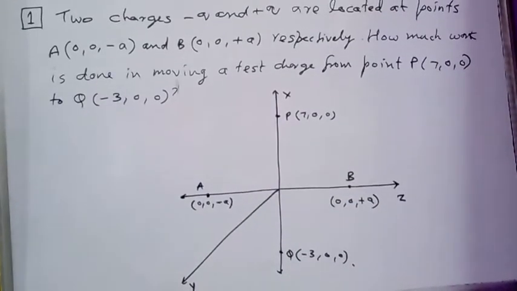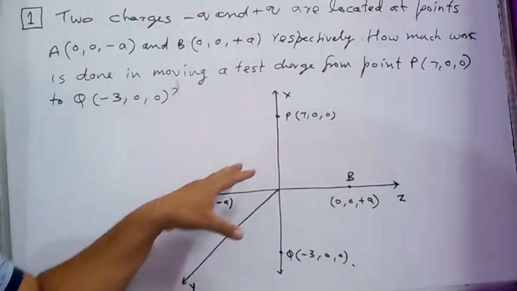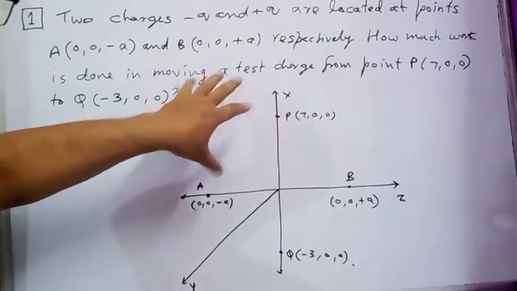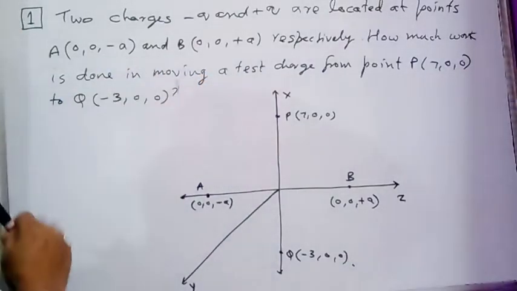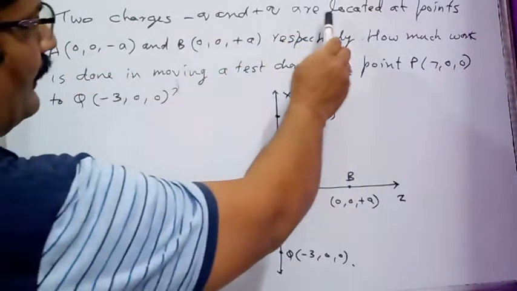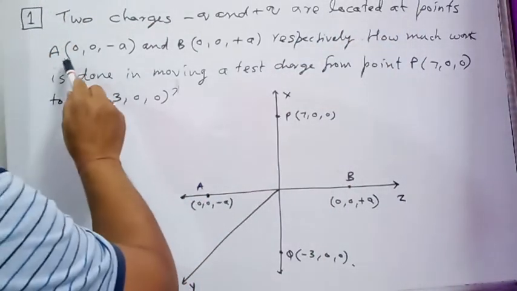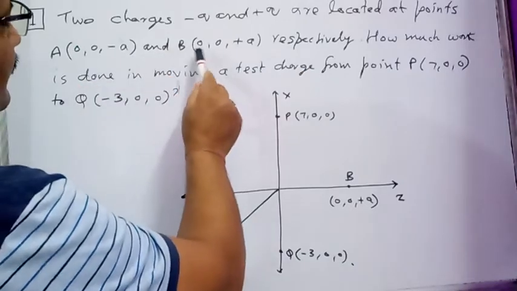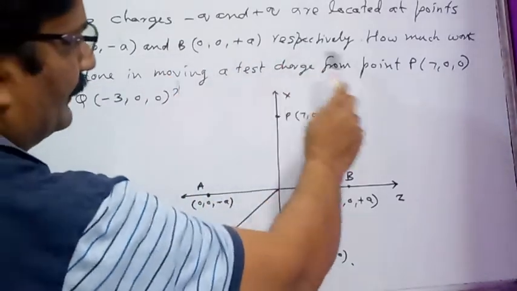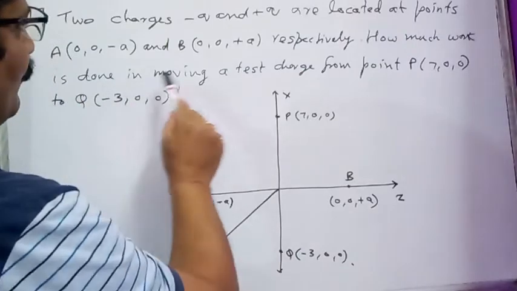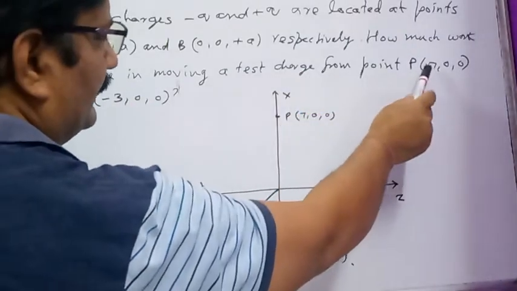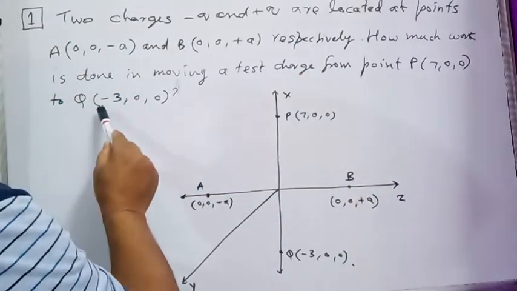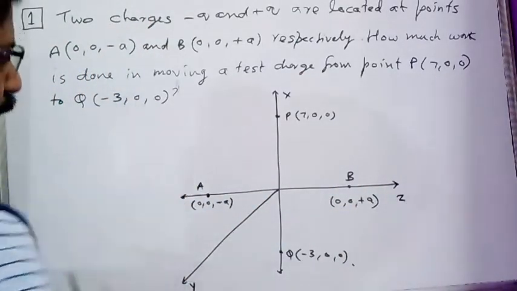Students, let us see some numericals based on the previous topics covered in videos 1, 2 and 3. First question: two charges, minus q and plus q, are located at points A and B. Their coordinates are given: point A is (0, 0, minus a) and point B is (0, 0, plus a) respectively. How much work is done in moving a test charge from point P, with coordinates (7, 0, 0), to point Q, with coordinates (minus 3, 0, 0)?